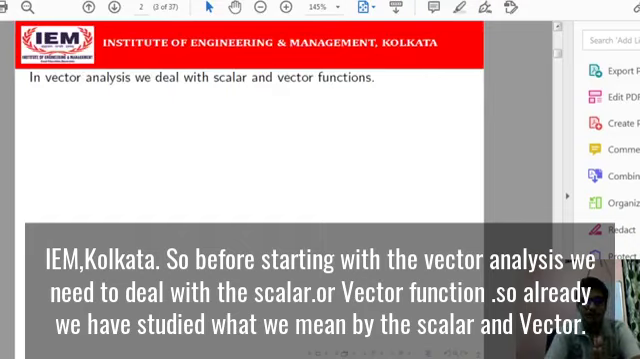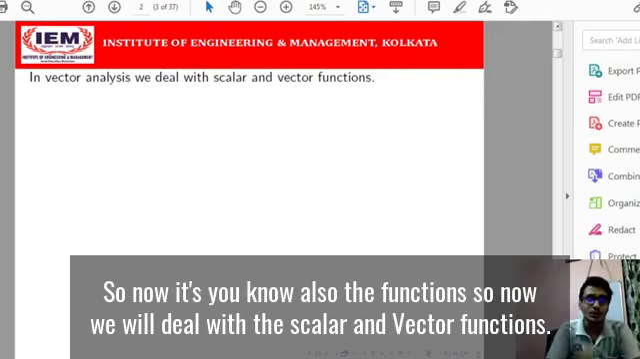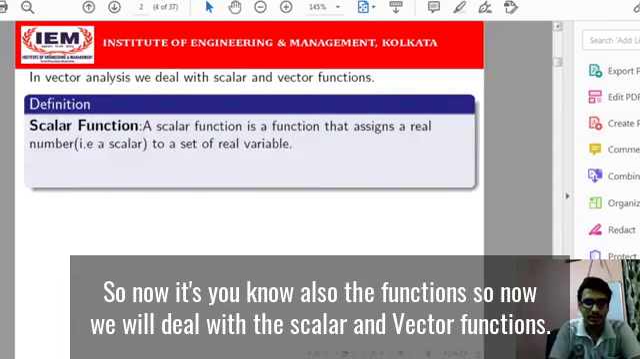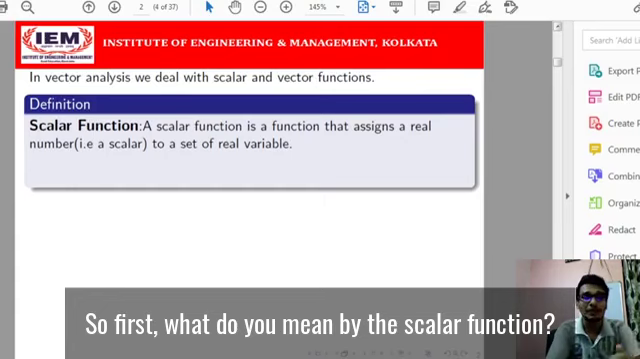Before starting with the vector analysis, we need to deal with the scalar or vector function. We have already studied what we mean by scalar and vector, so now we will also look at functions. Now we'll deal with the scalar and vector functions. First, what do you mean by the scalar function?